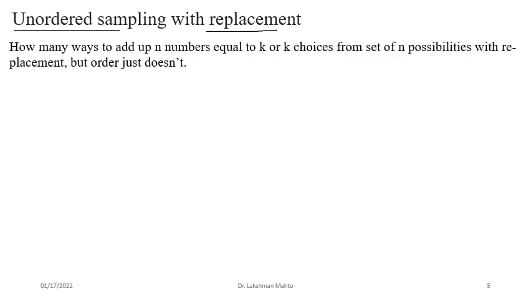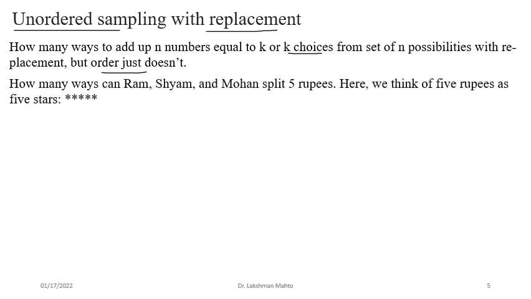So what is happening is that if someone is saying that you have to perform sampling, in that fashion there would be no order, and there would also be replacement. So the question is like this. It is similar to asking how many ways to add up n numbers equal to k. That means you are taking n numbers, starting from 1 to n, and the addition is equal to k. It simply says that you are performing k choices from a set of n possibilities with replacement and order does not matter. Same question. That means you are selecting k objects from n objects with replacement and without ordering. So that is the question, how can we do that? I will take a simple example.